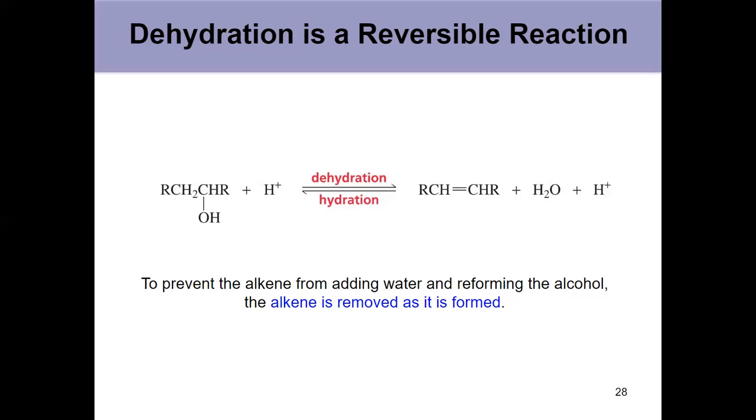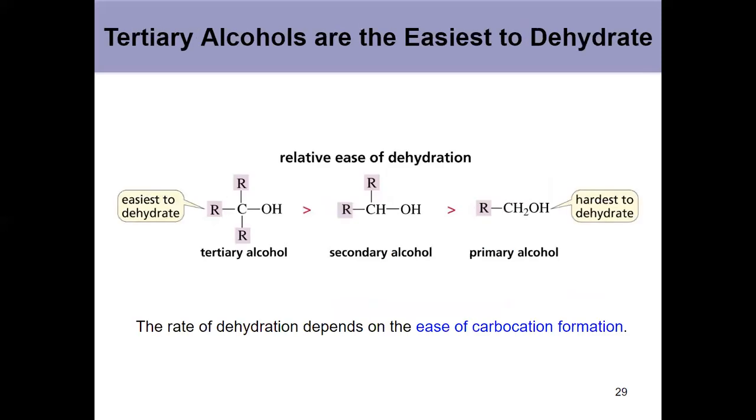So that is going to control the overall rate of the reaction, right? Formation of the carbocation is the rate determining step. The easier it is to form the carbocation, the faster the reaction. So your tertiary alcohols are going to react the fastest, followed by secondary, followed by primary. These tertiary alcohols are the easiest to dehydrate, but again, just have that mental check.